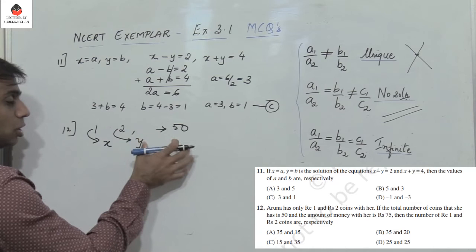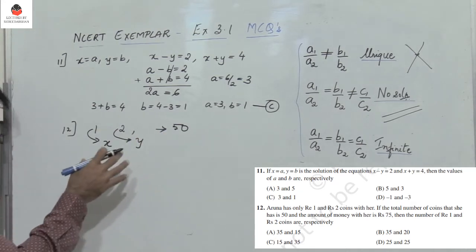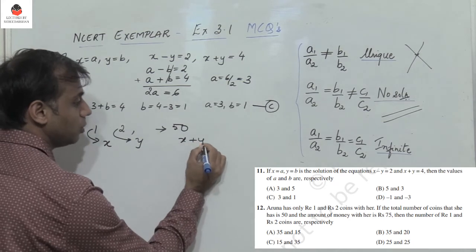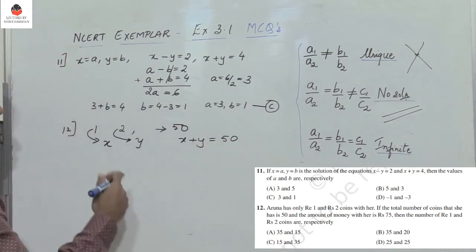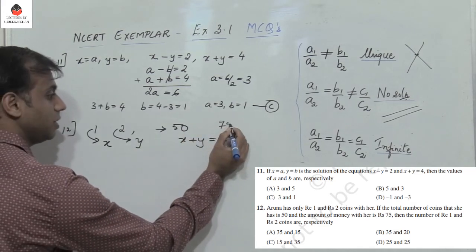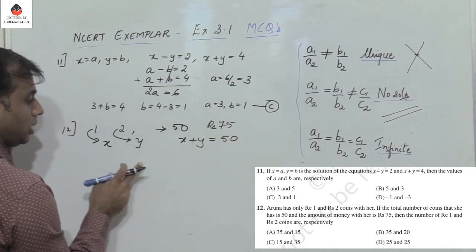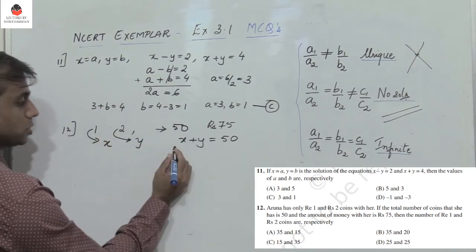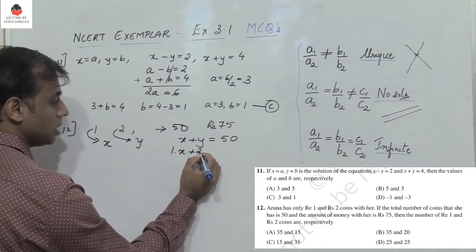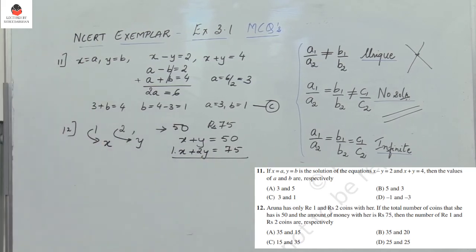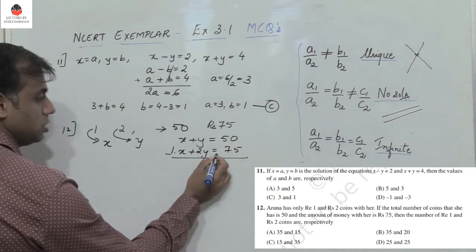Now in total, how many coins are present? Aruna has 50 coins. So therefore, x plus y will be equal to 50. But what is the total amount which Aruna has? It is rupees 75, isn't it? So therefore, the value of x is 1 and the value of y is 2. So 1 into x plus 2 into y is 75. So you have two equations. We can solve them. Now subtract these two equations.